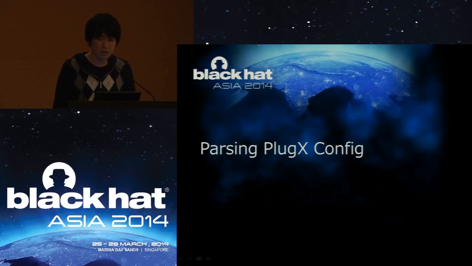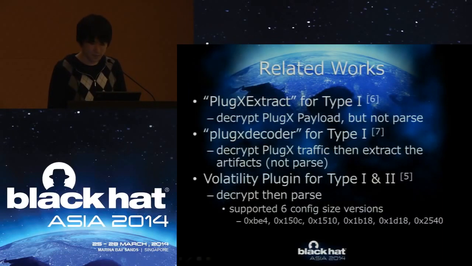We already described that PlugX is separated into 3 types according to the features. Now we explain how to parse the config of each PlugX type. There are some related works about extracting PlugX encrypted artifacts, but for example, PlugX extract decrypts the PlugX payload but does not parse configs. PlugX decoder also does not parse configs, and the Volatility plugin decrypts then parses type 1 configs, and 6 config size versions are supported.